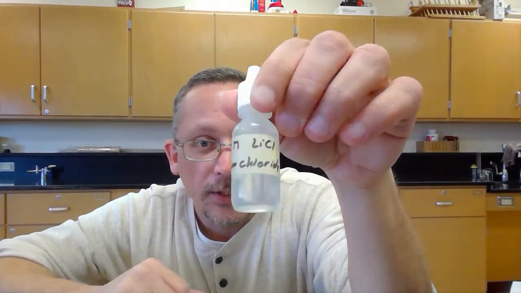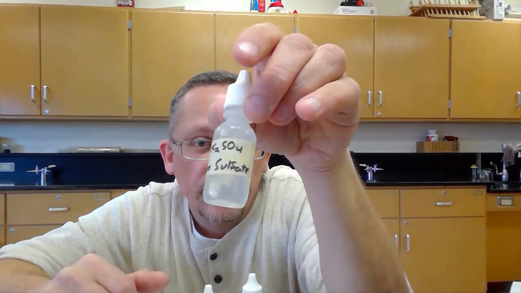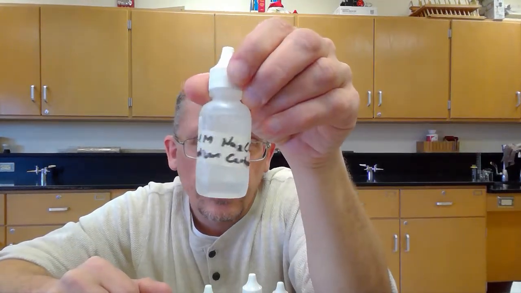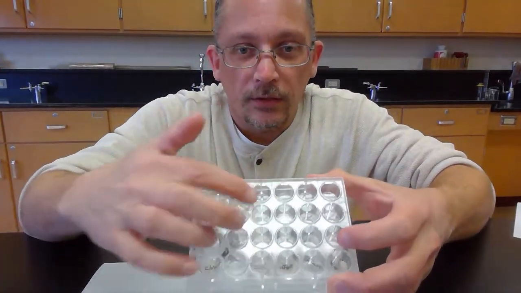Okay, so here's a little spot plate that I have, and we've got a whole bunch of different chemicals in this lab. I've got 7 here in front of me. So here we have some lithium chloride. Here we have some sodium iodide. Here I've got some potassium sulfate. This here is sodium carbonate. And we're going to take each of these 4 and put them in some of the wells along here.